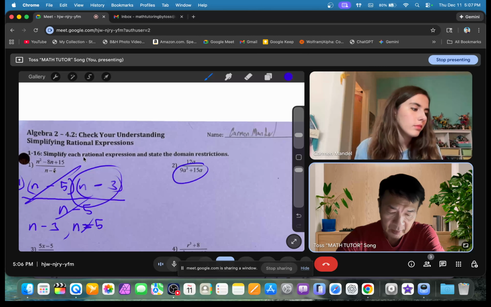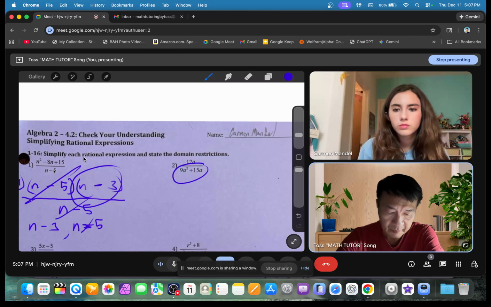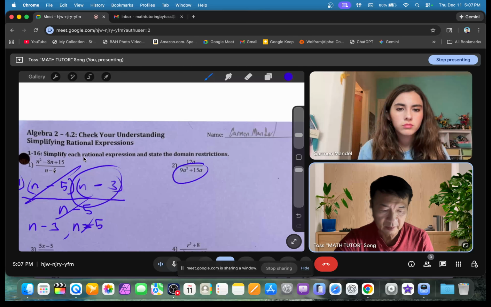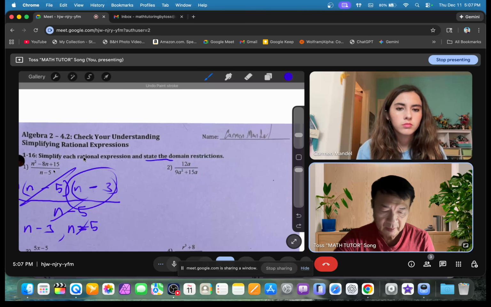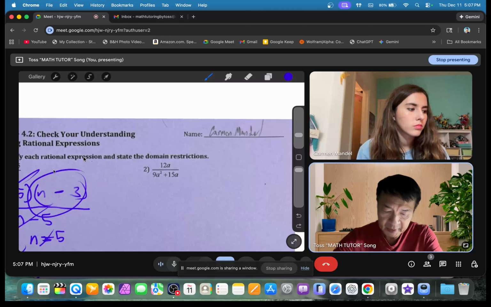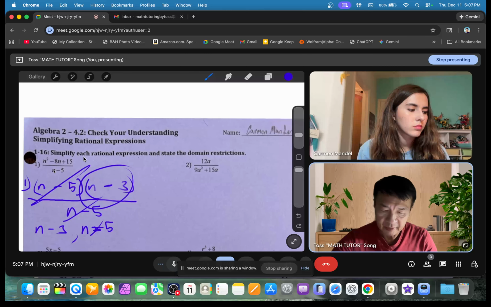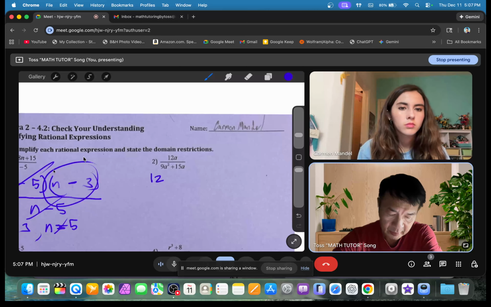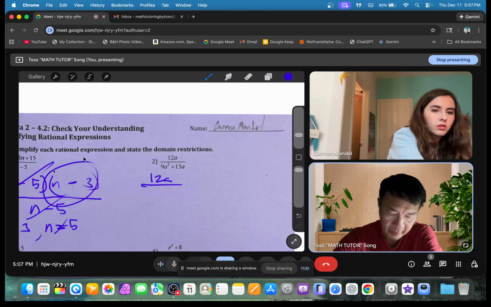Okay, same idea for the top. You could also do the restriction right off the bat if you want. I know that it's stated later on, but let's do it after, because after you factor, it becomes clearer. So, okay, let's see, 12a here.